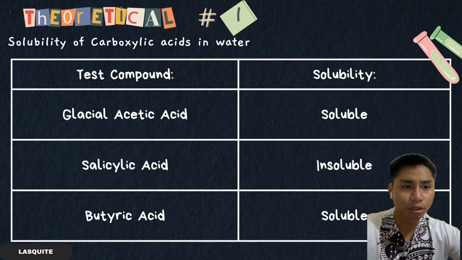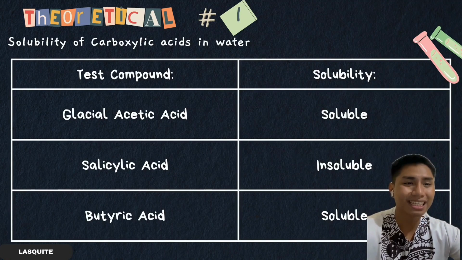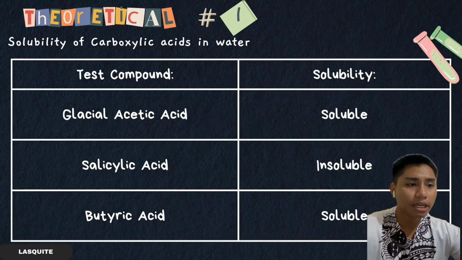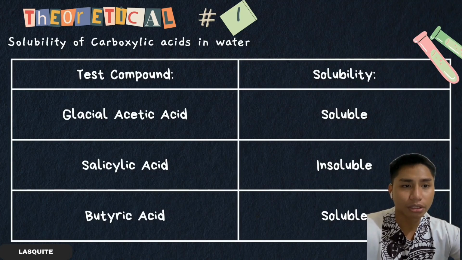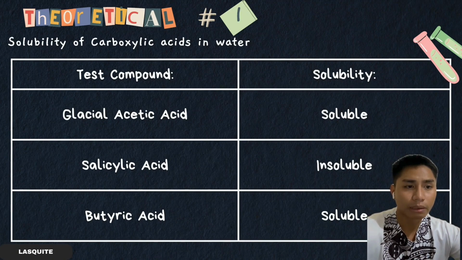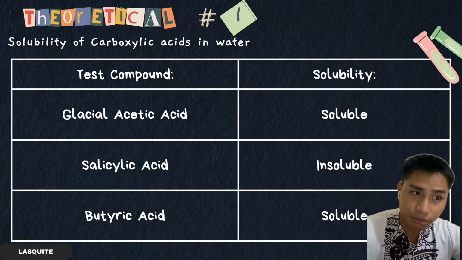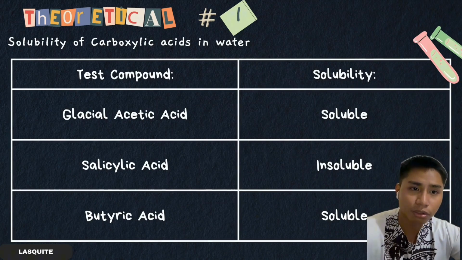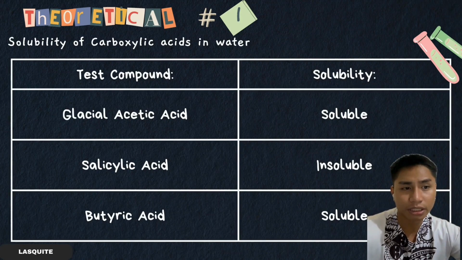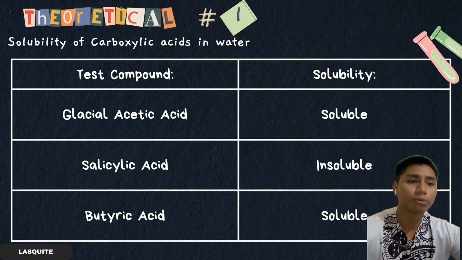For the second compound, which is the salicylic acid, it showed insolubility in water. This is due to the presence of a non-polar aromatic ring, which hinders its overall ability to hydrogen bond with water molecules. The hydroxyl group attached to the benzene ring also forms intramolecular hydrogen bonds, reducing its interaction with water.